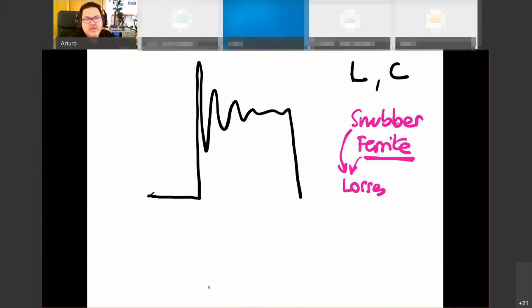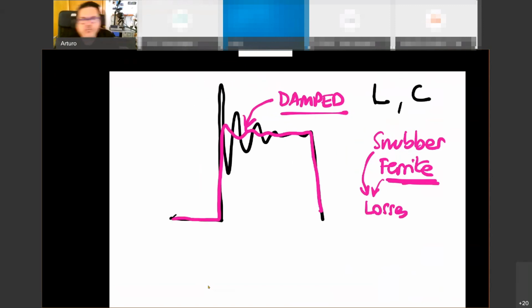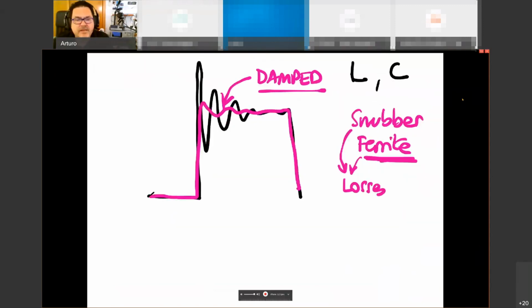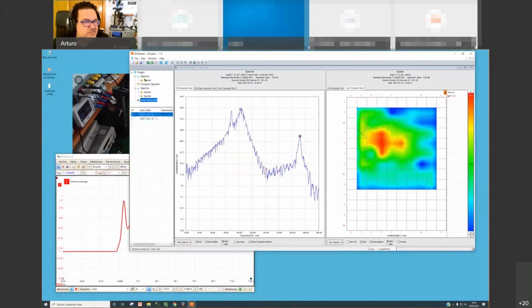With the snubber, you can control the dV/dt. So by reducing the dV/dt, you can try to solve the problem. And the result of introducing the ferrite could be something like this. So this is a system that is damped. And then when you solve the problem of this ringing, your product will be able to radiate less energy. If not, you will need to go to the system and repeat the measurement in this way.